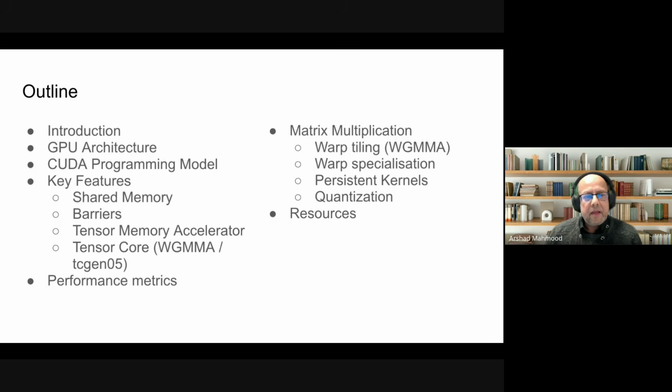useful. So I'm going to try and give a little bit of introduction to GPU architecture, a bit about the CUDA programming model, but not that deep, and then all the key features that modern GPUs have, things like shared memory, barriers, tensor memory accelerator, and tensor cores, a little bit on the performance metrics, and then the actual matrix multiplication. So in Aleksa's blog post, he covers really three.